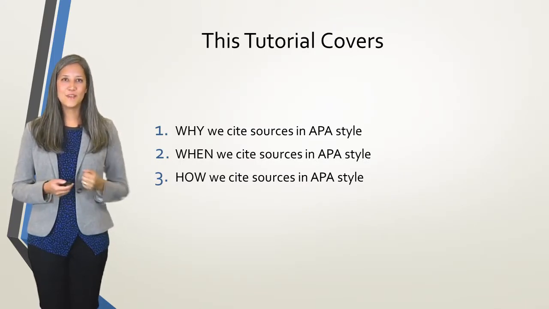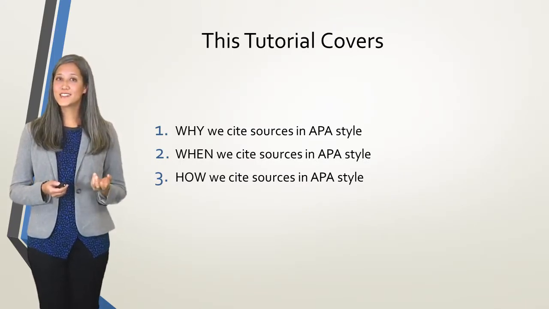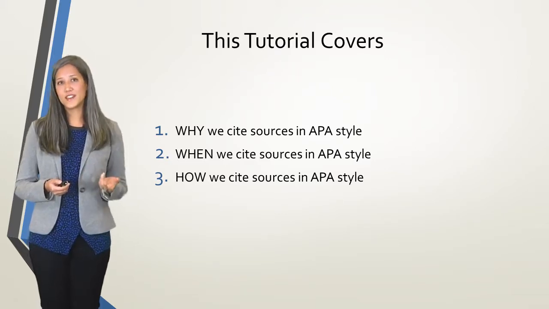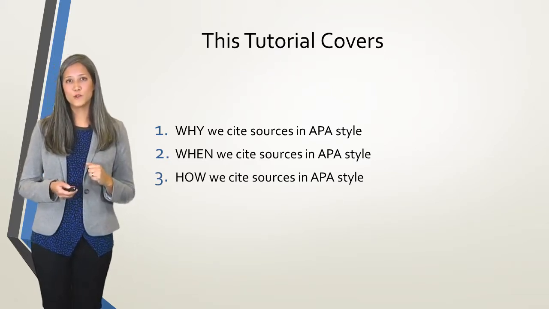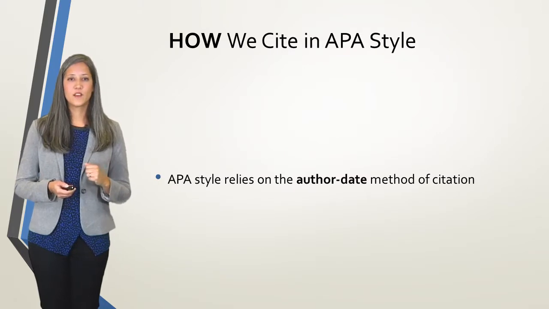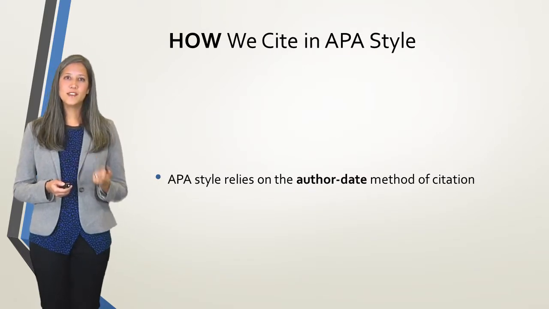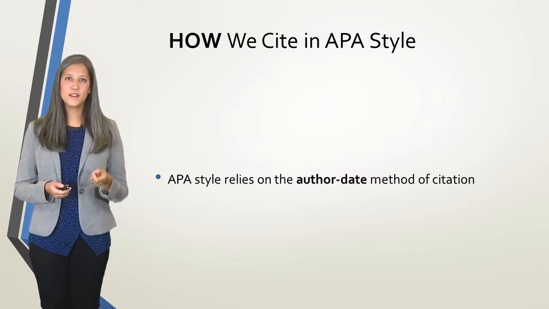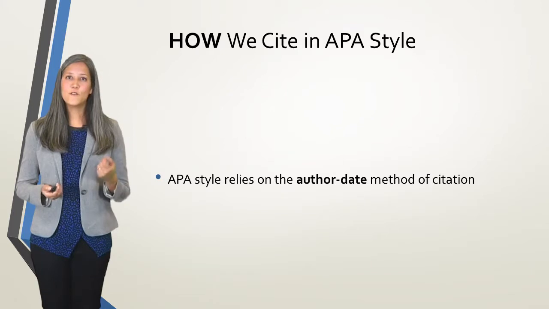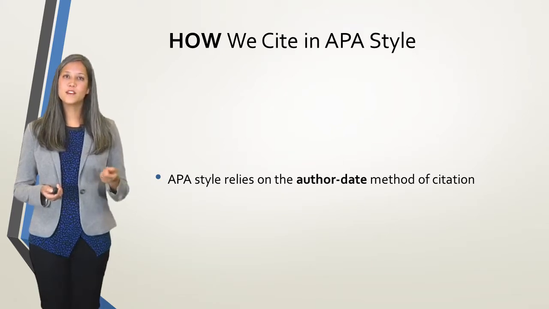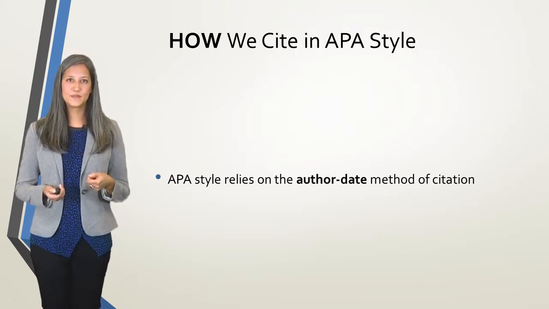How we cite in APA style. Citing sources in APA style is not very tricky as long as you remember a few rules. First and foremost, APA style uses the author-date method. You give credit to all the authors of the study by their last names, and you follow the authors' last names with the year of publication.